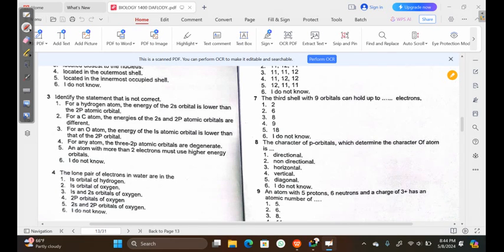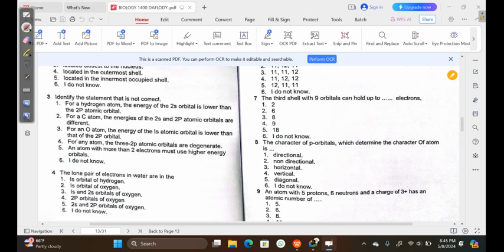2 is saying, for a carbon atom, the energies of the 2s and the 2p atomic orbitals are different. We just discussed this from question 1. We said that the energy in the 2s is a bit lower than the energy in the 2p. Despite these orbitals being in the same energy level, 2p has higher energy than 2s, so it's a true statement.